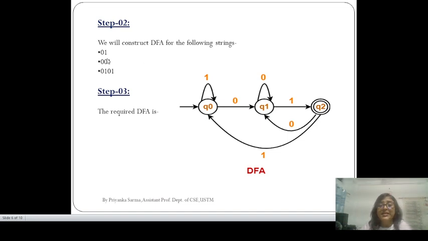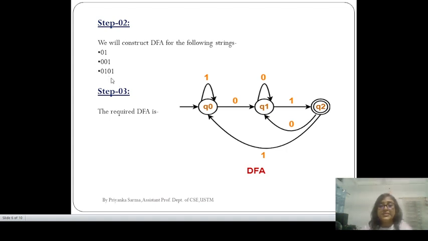Similarly, we have to check whether this machine can accept 0, 0, 1. The first symbol is 0. So yes, Q0 can accept 0 and move from Q0 to Q1. Next symbol is again 0. That means Q1 can accept 0 through its self loop and remain in its own state. The next symbol we need is again 1. So Q1 can accept 1 and move from Q1 to Q2. That means this machine can accept the string 001, and for this string the machine is correct.